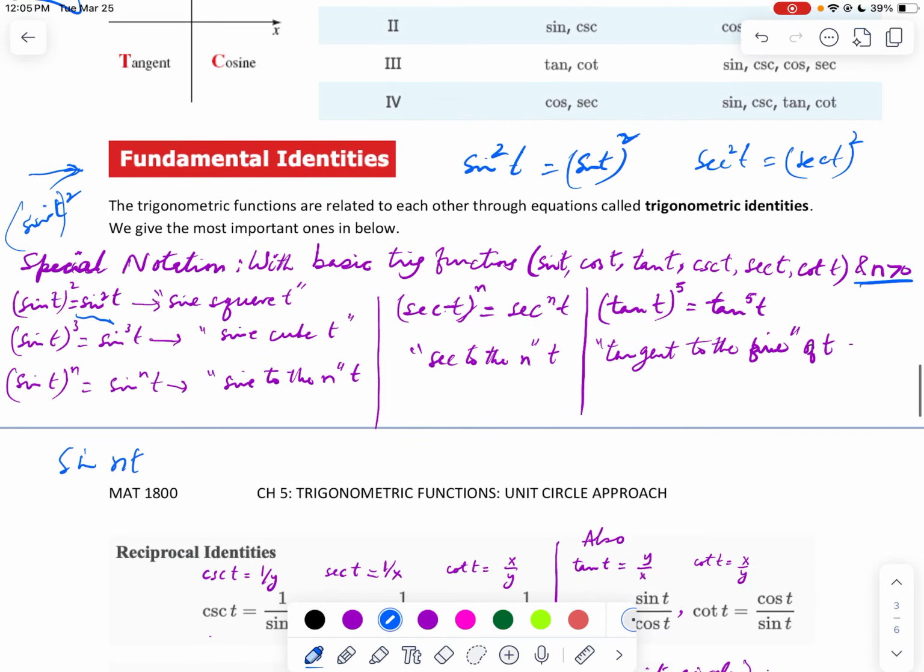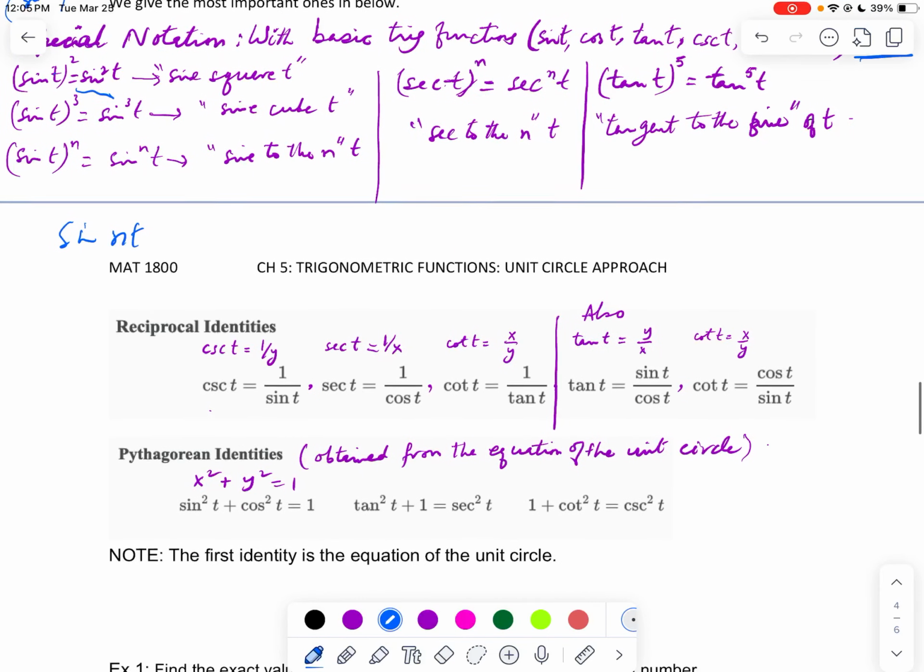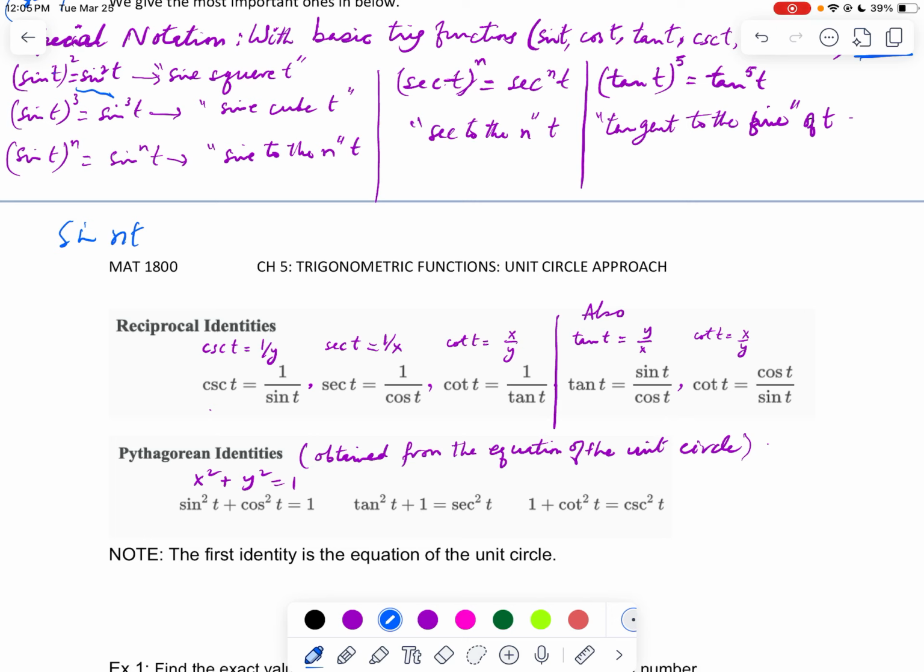So now we look at the identities, as we said, the fundamental identities. The identities that we just saw in the beginning of this video, we call them reciprocal identities, and these are one of the fundamental identities, because these are the ones with which we are starting our trigonometry. And then we have something called Pythagorean identities. The first one is definitely from the equation of the unit circle: x squared plus y squared is equal to 1. Remember, that is the equation of the unit circle.